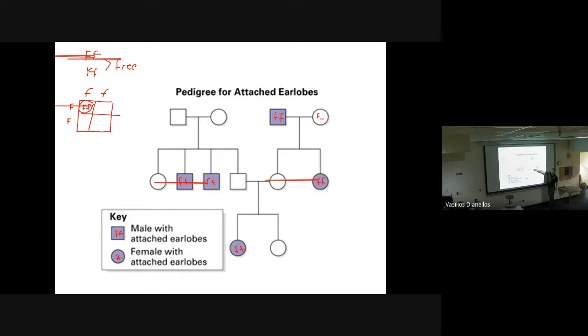Are all those heterozygous? You guys must still be on spring break. I'm asking you if 100% of these offspring are heterozygous.